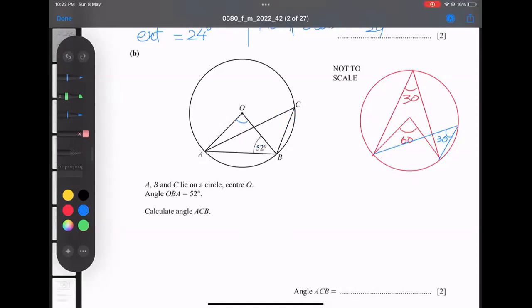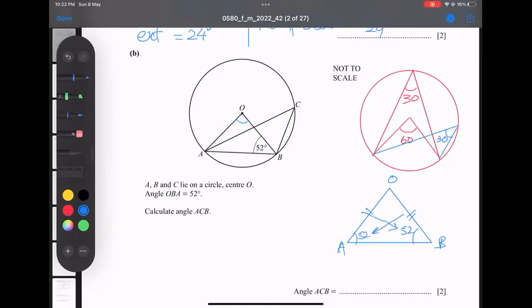But what is this angle? I will make a triangle. You can see this is O, this is A, this is B. O to A is a radius, and O to B is also a radius. So this angle is 52, and since the triangle is isosceles, this one is also 52.